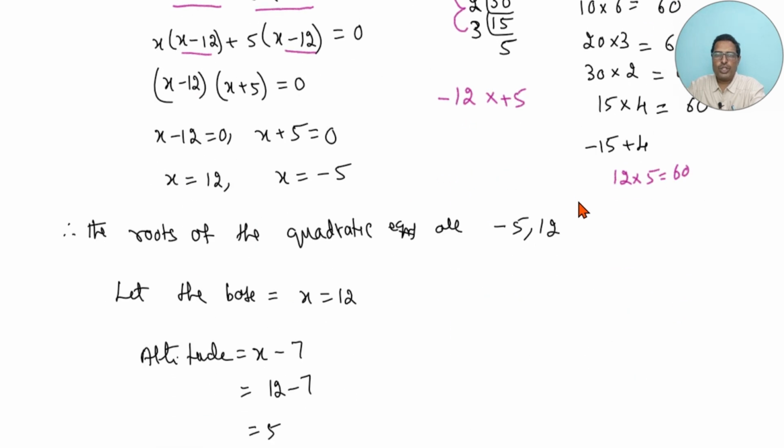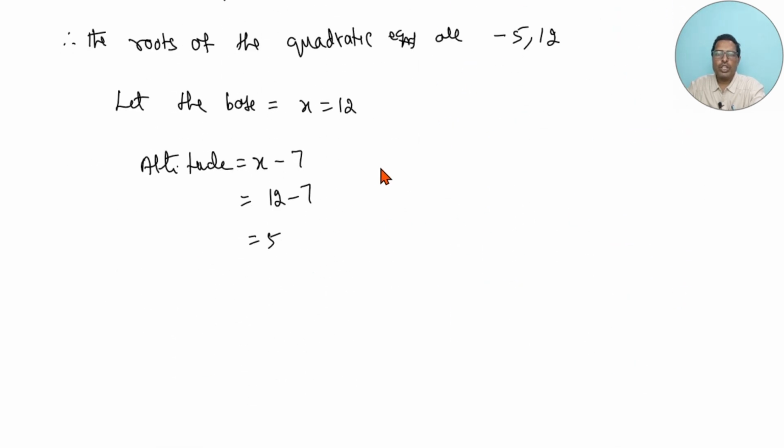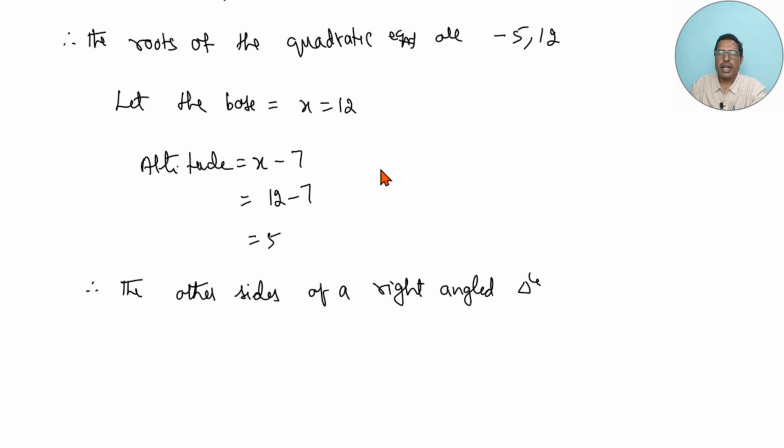The question was to find out the two sides. What were the two sides? One was the base, another one was the altitude. Therefore the other two sides of a right angled triangle are equals to what? 12 and 5. 12 and 5 are the two sides. The third side is already given, which is the hypotenuse, which is given as 13. So that's the required solution.